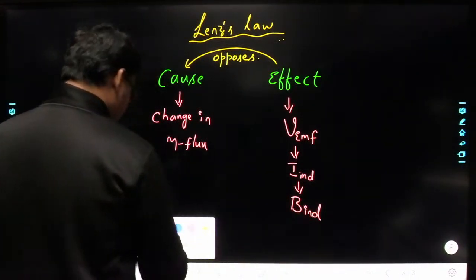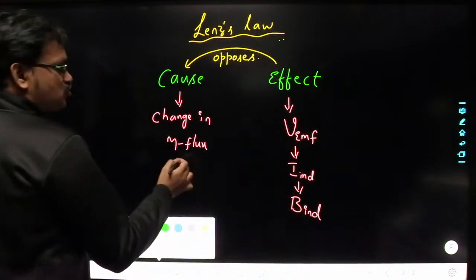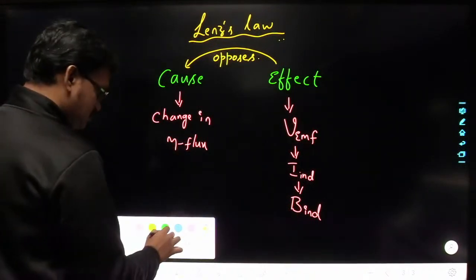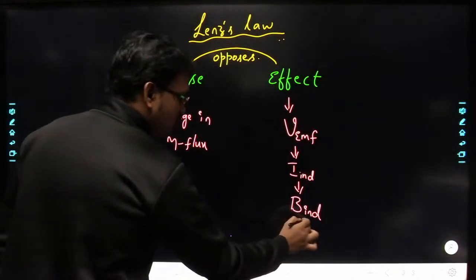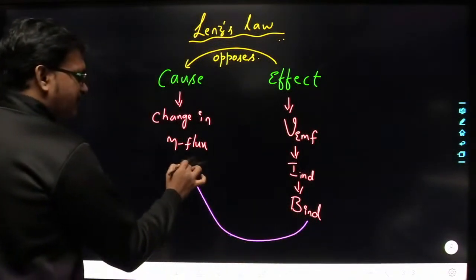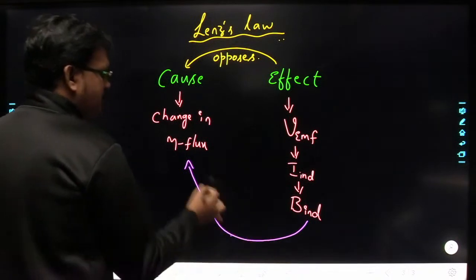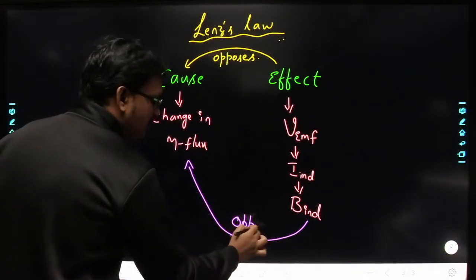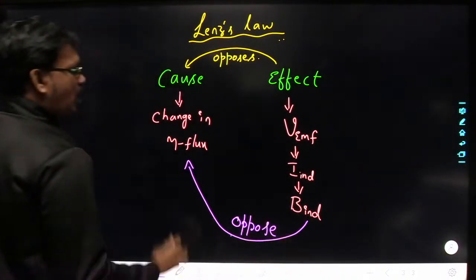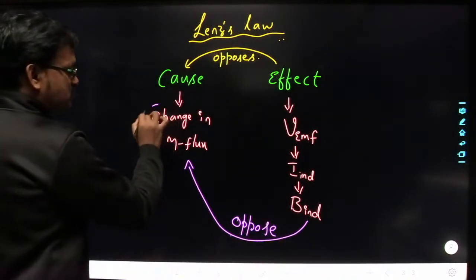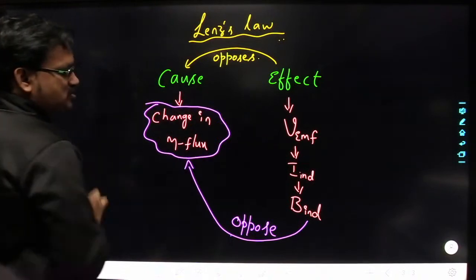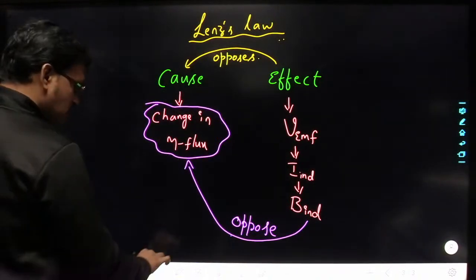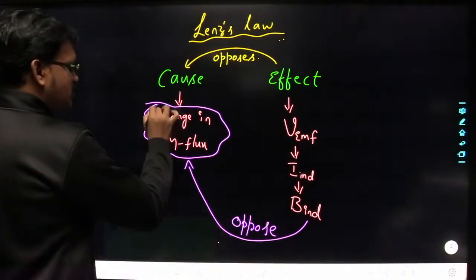So this effect has to oppose what? It has to oppose the cause. Yes or no? So that means this induced magnetic field, which is the final effect, has to oppose this cause. So this induced magnetic field has to oppose this change in magnetic flux. Understood? So here I have said change in magnetic flux.